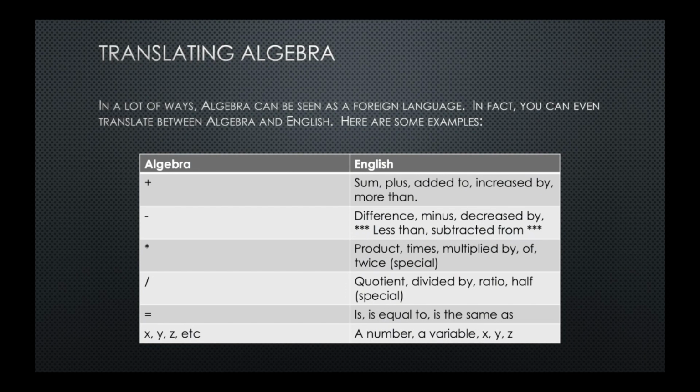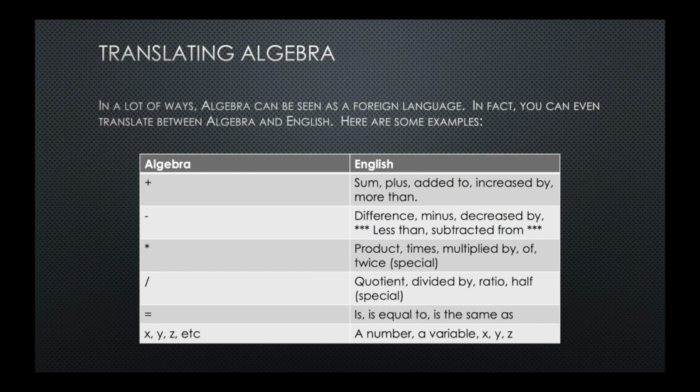Next, let's look at the multiplication symbol. So multiplication, some words for that would be product, times, multiplied by, of, or twice. And twice is a special one. Twice specifically means to multiply by 2. There are other ones like this, thrice even, but twice is the one that you'll see most commonly.